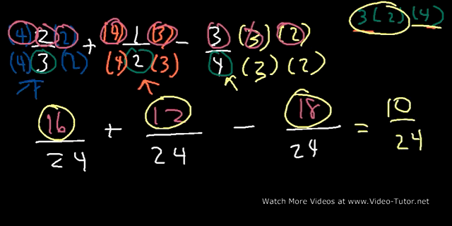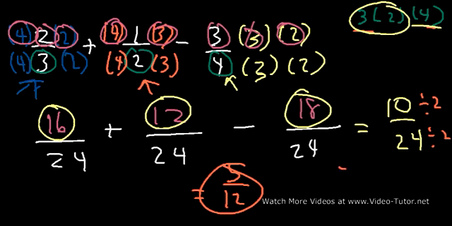But we have a fraction in which both numbers are even, which means that we can reduce this fraction. If we divide top and bottom by 2, we can get this. Half of 10 is 5, and half of 24 is 12. So the final answer for this example is 5 over 12. So that's how you can add or subtract 2 or 3 fractions.